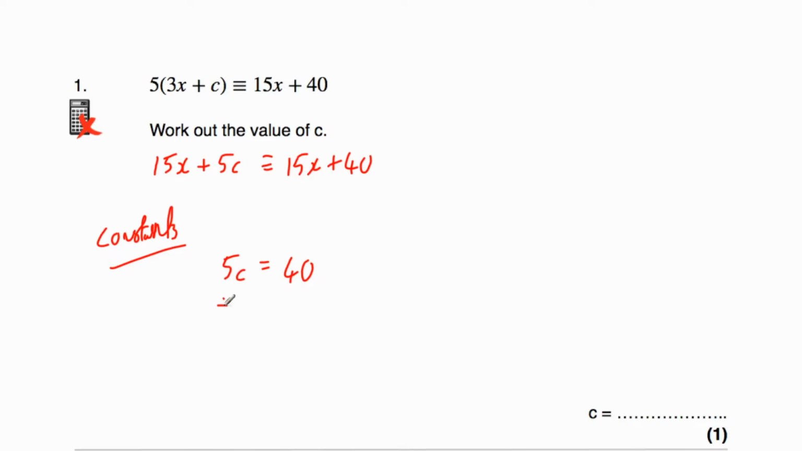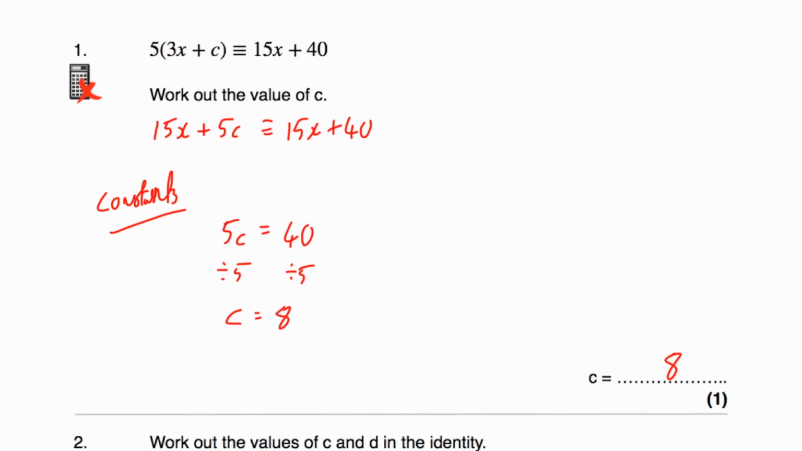If we divide both sides by 5, 5c divided by 5 is just c and 40 divided by 5 is 8. So that means that c is equal to 8. So the value for c is 8. And let's just look at this. If we had 5 bracket 3x plus 8 and we expanded our brackets, we would get 15x plus 40. So that's the value for c, which would make this work.